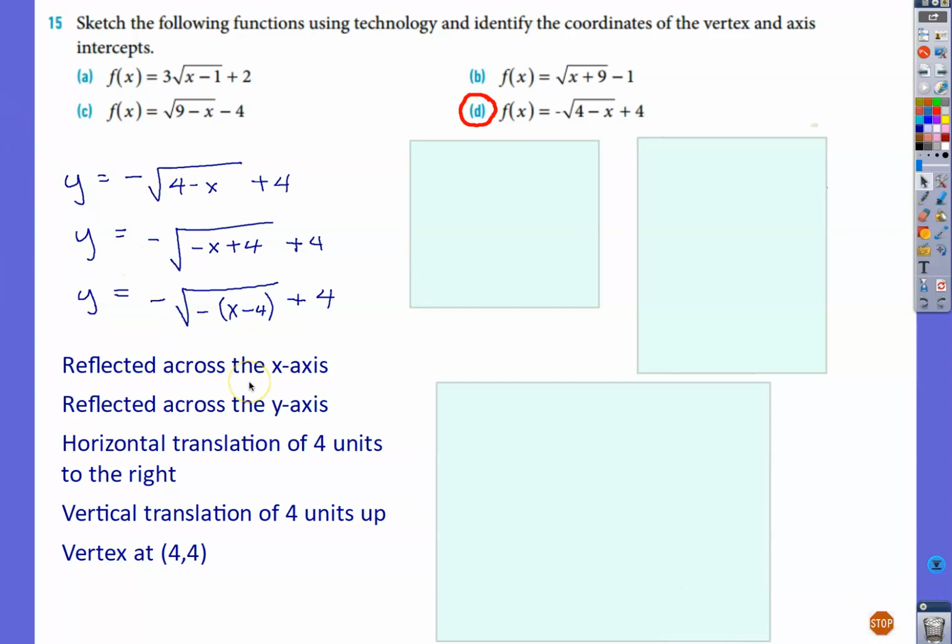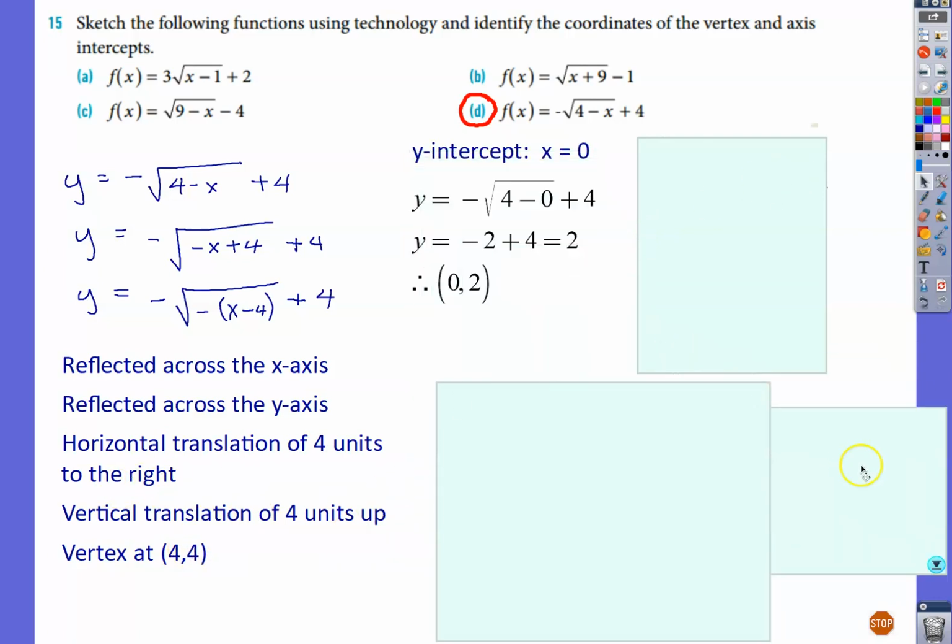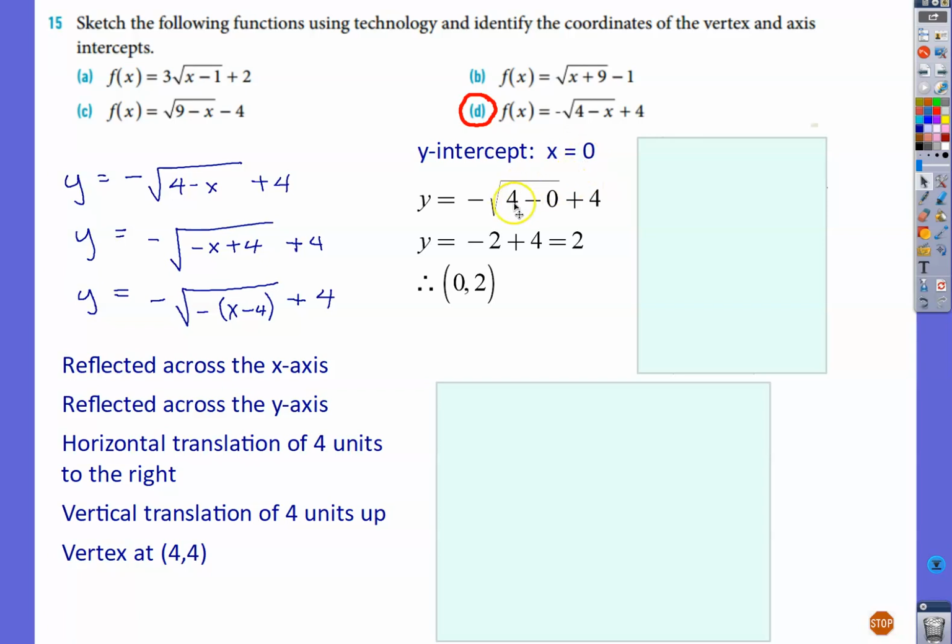Okay, it's reflected across the y-axis, x-axis, reflected across the y-axis. Horizontal translation of 4 units to the right. Vertical translation of 4 units up, so therefore the vertex is at 4, 4. Okay, to find the y-intercept without using a calculator, we set x equal to 0. And that just means you got 4 minus 0, which is 4. Square root of 4 is 2. So we've got -2 plus 4, which is +2. So the y-intercept is at 0, 2.